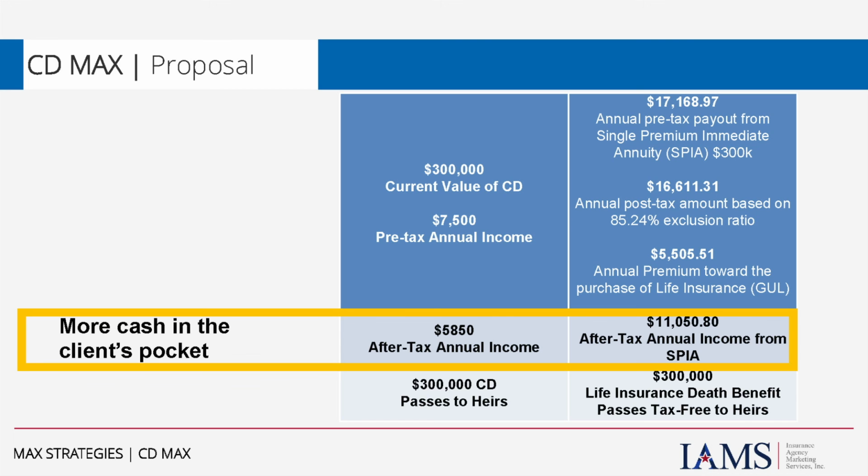But we are also now increasing her after-tax income from $5,850 all the way up to $11,050 per year. So very, very easy to implement. Benefits June in a variety of ways. Most importantly, passing on that $300,000 and putting more annual income in her pocket. So that would be the first iteration of the CD Max that we could consider.